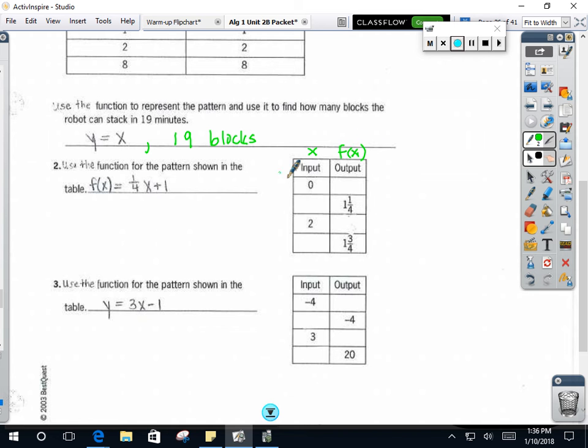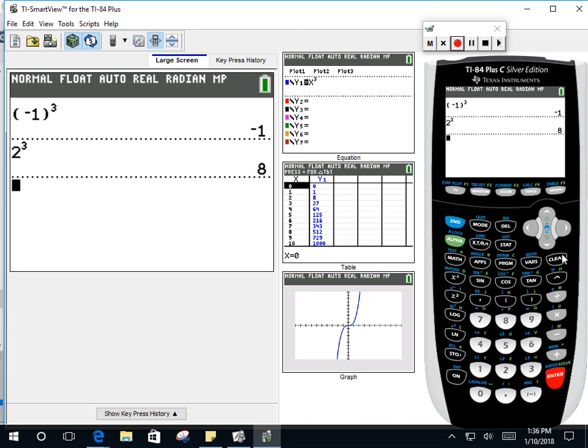Okay, so what do we do with this 0? Put it in the x place. What's 1/4 times 0? And 0 plus 1 is 1. What do we do with the 2? Okay, so type that in. 1/4 times 2 plus 1. It is 3/2.